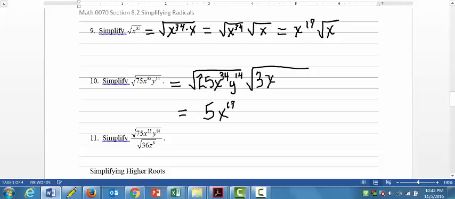So let's evaluate the square root of the perfect squares. Square root of 25 is 5. Square root of x to the 34th is x to the 17th. Square root of y to the 14th is y to the 7th. And notice that this is multiplied times the square root of 3x.